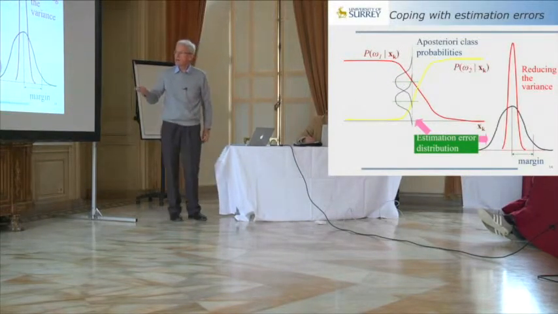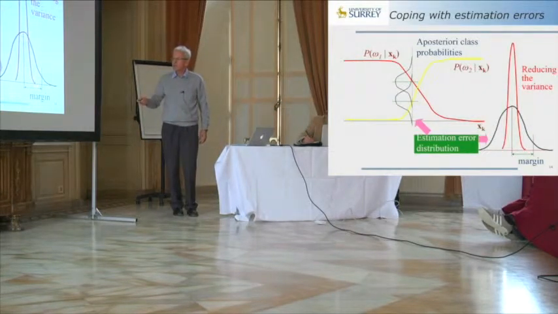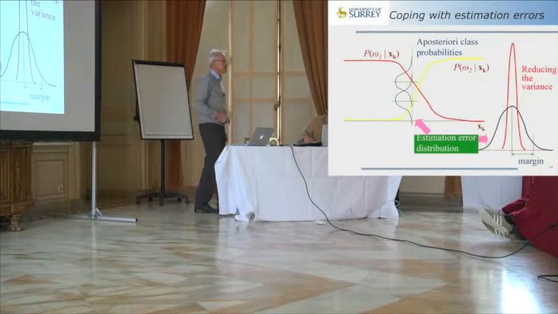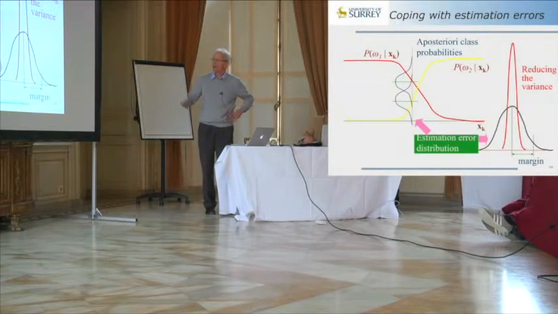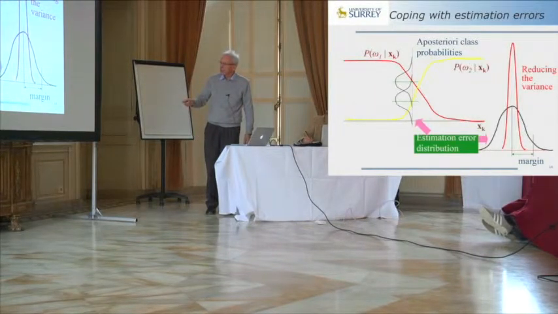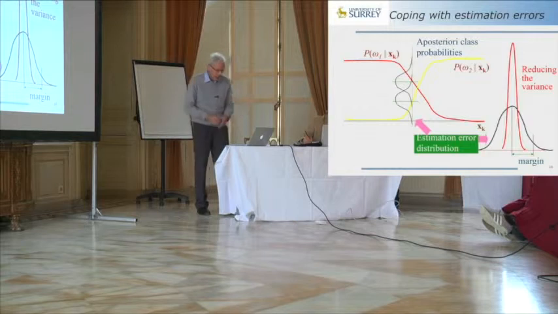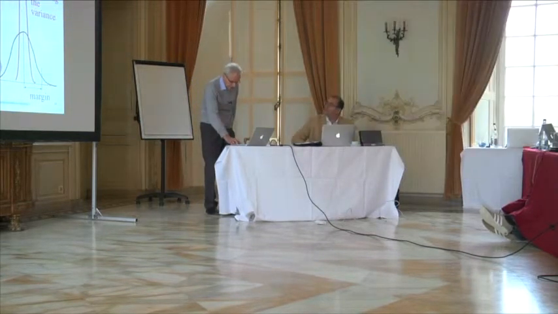I still have the same margin, okay? But you can see now that the margin is extending quite beyond the tail of my distribution, which has much smaller variance. So this is the estimate which I obtained by combining information from the different classifiers.